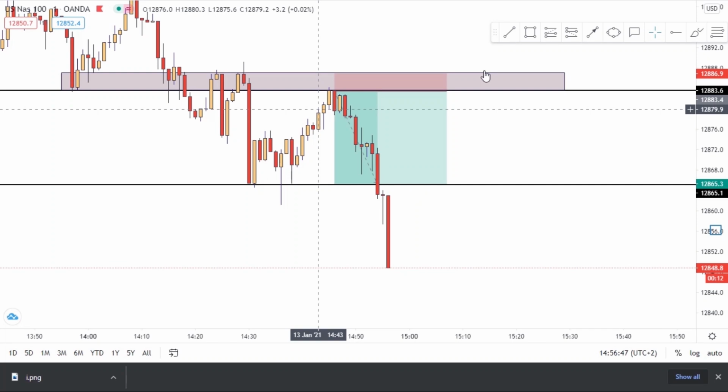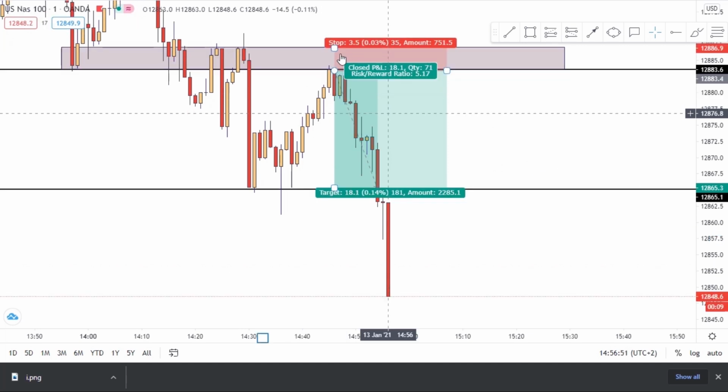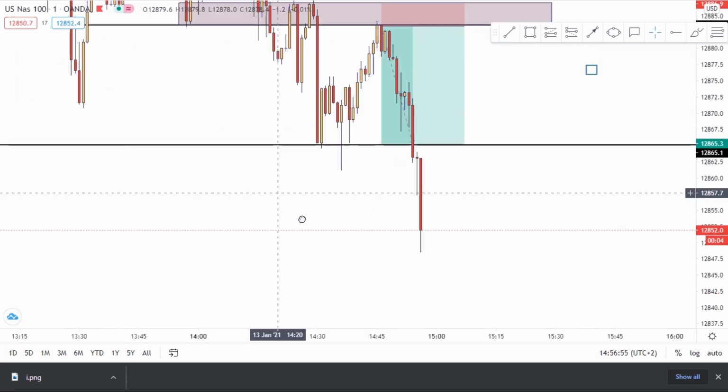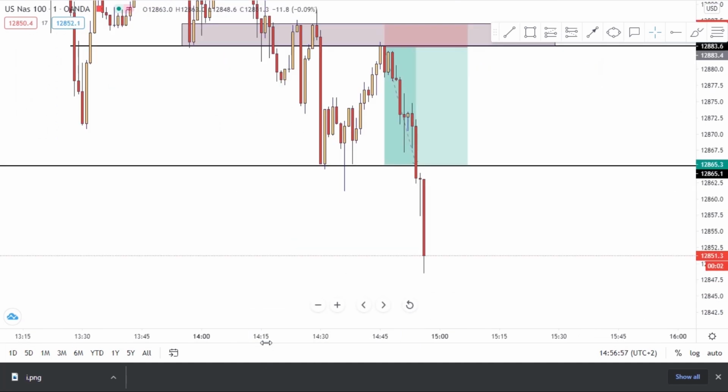So guys, you remember I promised you in the morning that I'm going to take a video for you. I was busy setting up things, so I couldn't start recording here. I actually entered the trade here, and it's still shooting down, guys. Nas is still shooting down. Let me zoom out and show you what's actually going on here.